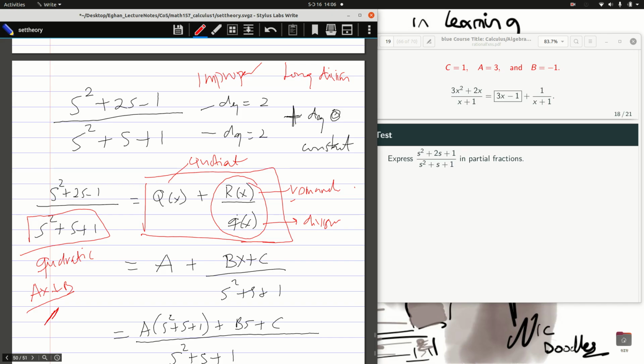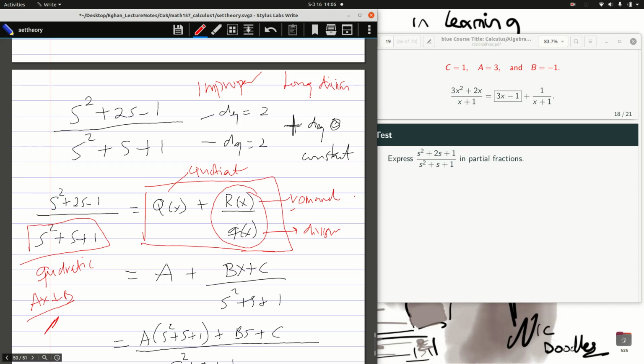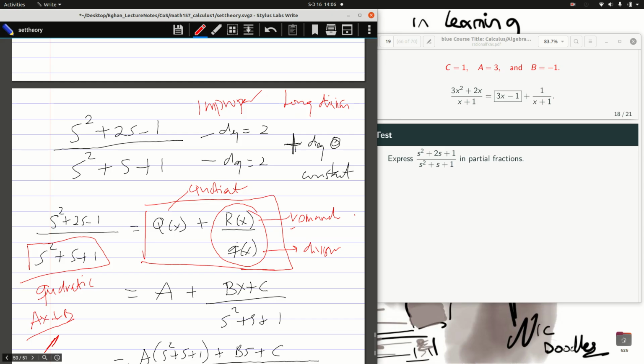The Q of x becomes adding a polynomial of degree... So n is 2, d is also equal to 2. So the degree of n minus d will give me a degree of 0. I hope it is clear up there. Let me write it somewhere else.